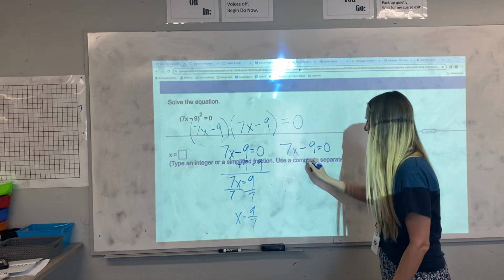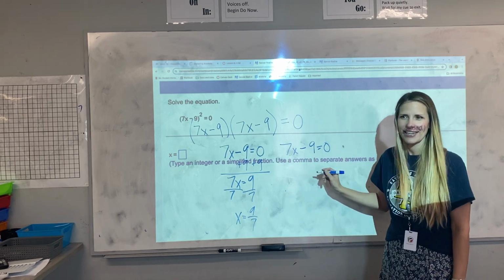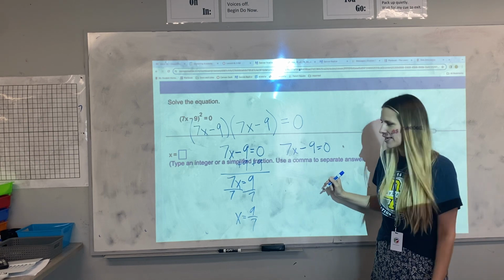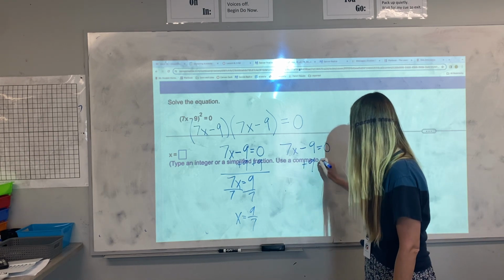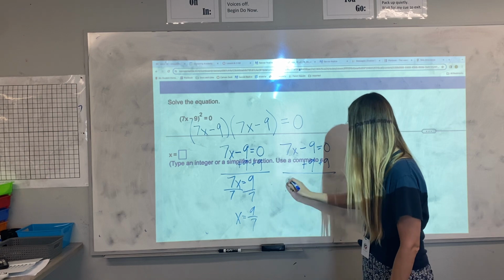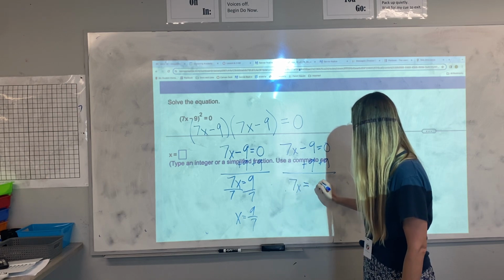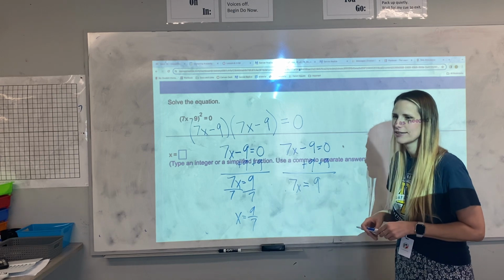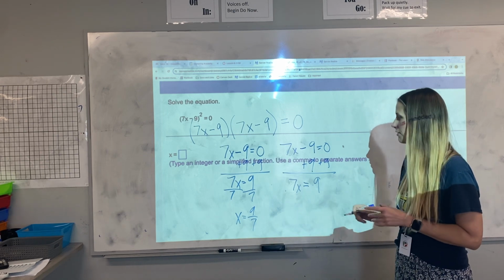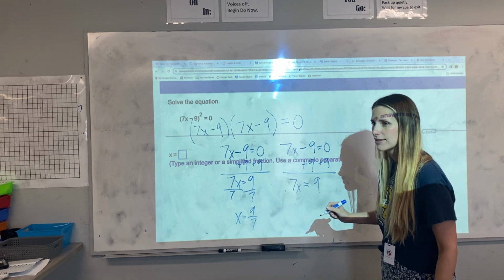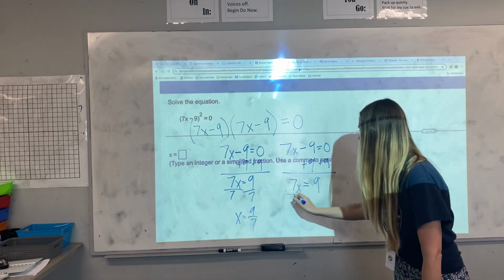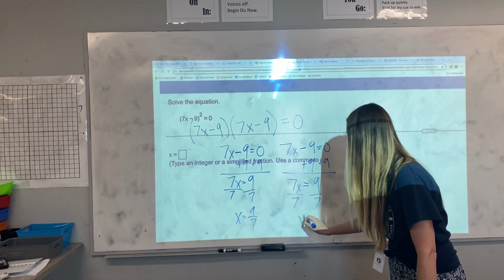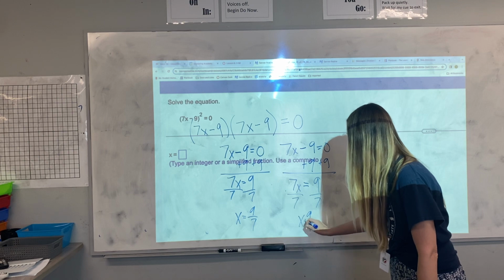Okay. Can anybody tell me what to do to solve for x? Plus 9. Zach, it's okay. Now what? Abby, what do we do next? Divide. By what? 7. Good. X equals 9 over 7.